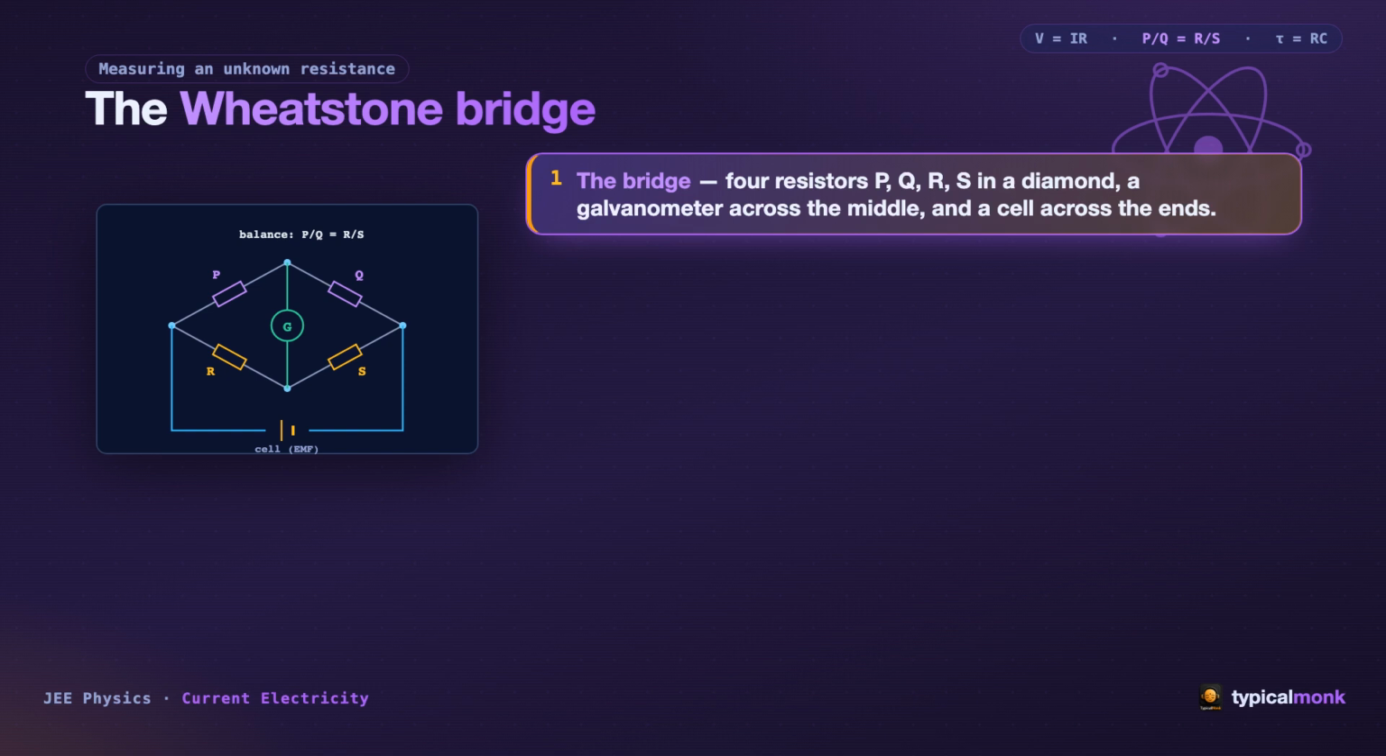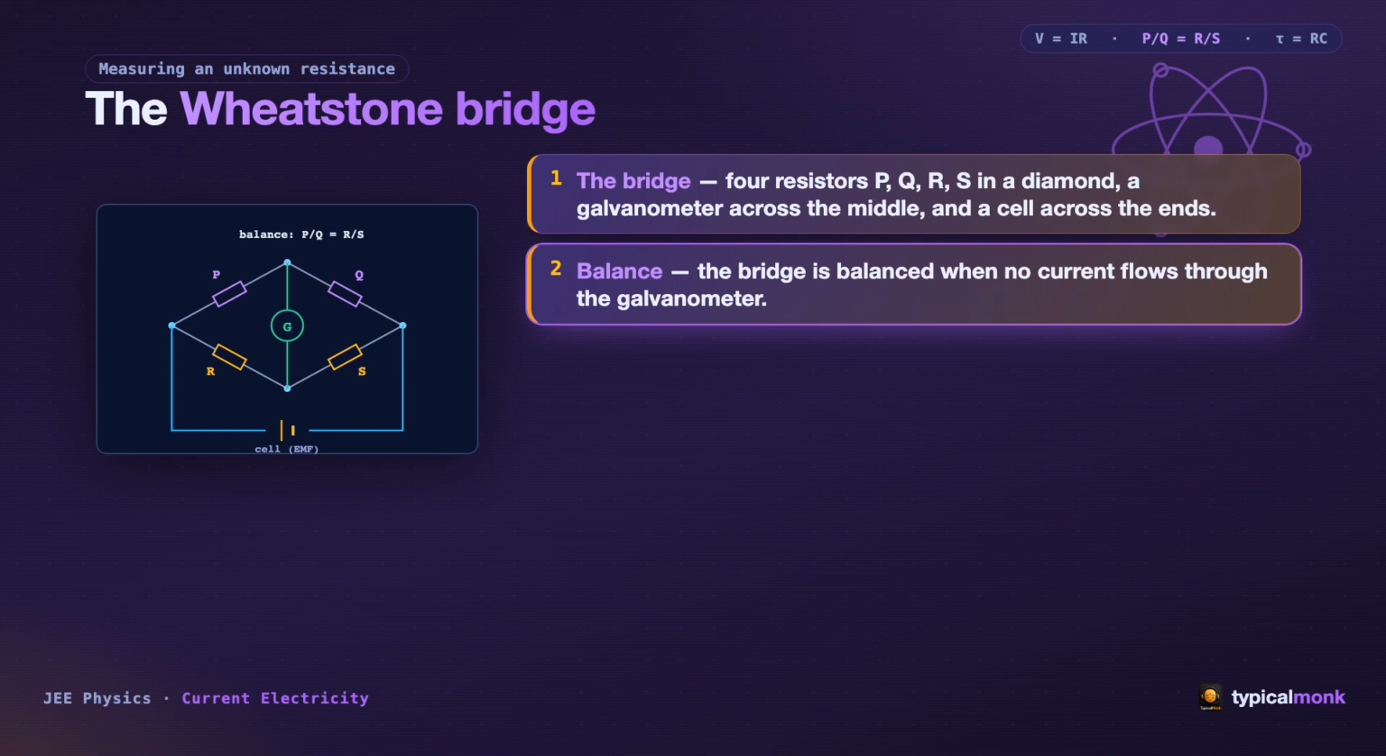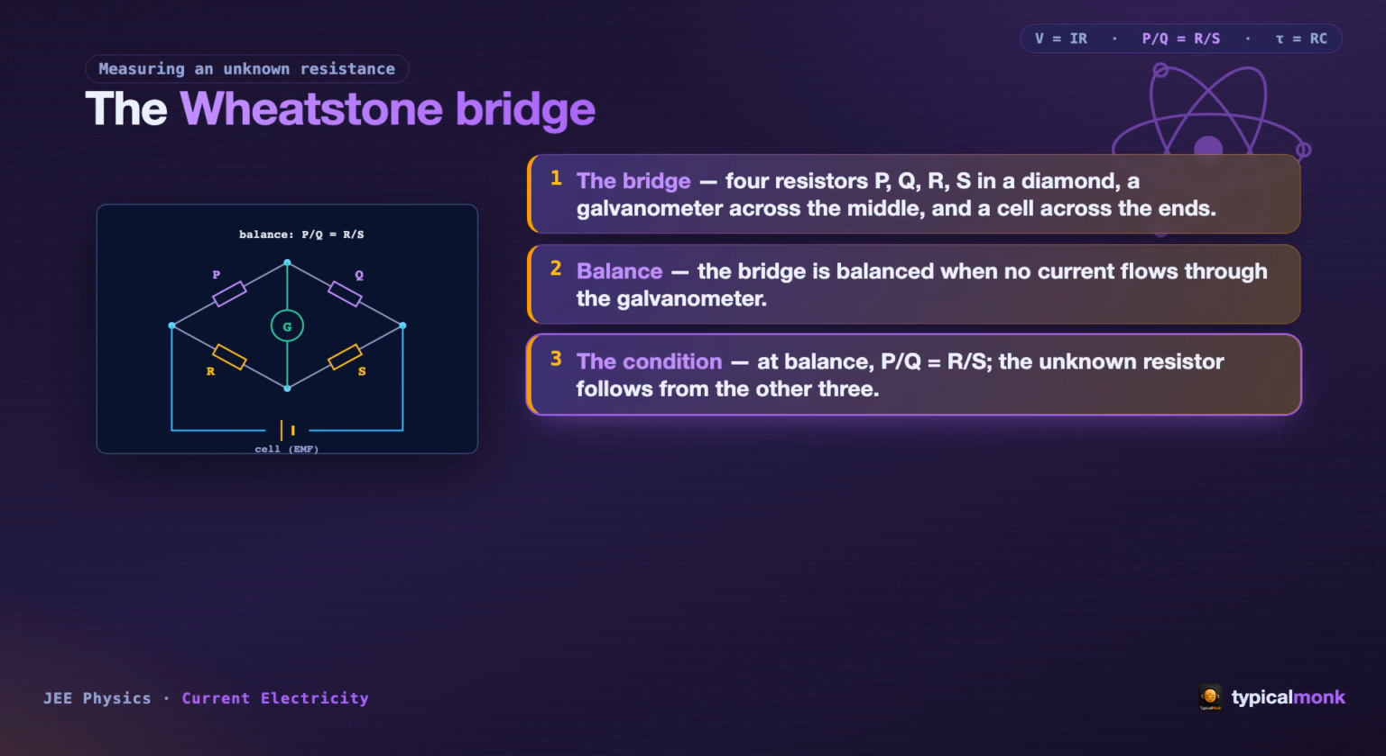Now look at the picture. The Wheatstone bridge, the classic way to measure an unknown resistance. The bridge: four resistors, P, Q, R, and S, arranged in a diamond, a galvanometer bridging the middle, and a cell across the far ends. Balance. The bridge is said to be balanced when no current at all flows through the galvanometer. The needle reads 0. The condition, at balance, P over Q equals R over S. So if three resistors are known, the fourth, the unknown, follows at once.